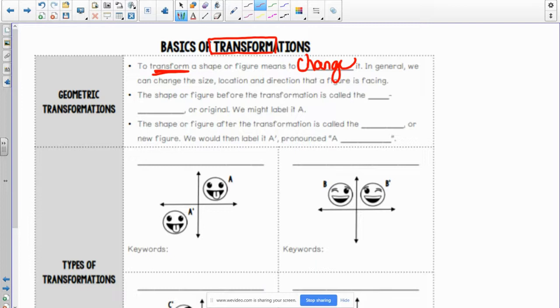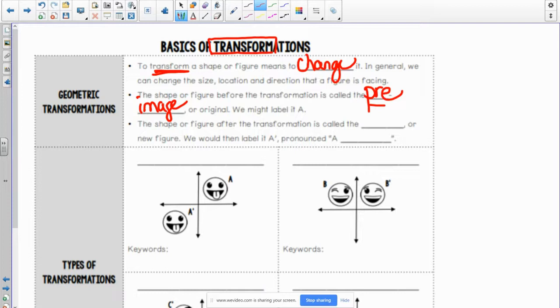A couple words you'll hear me say a lot. The shape or figure before the transformation, so before you change it, and usually we say we move it, we call that a pre-image, which makes sense because pre means before. Image, or sometimes you'll hear it as original. And we might just label that with an A. So that point that we're moving is just going to be labeled with an A.